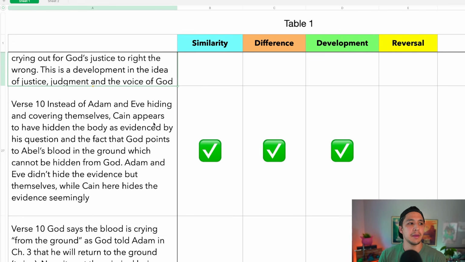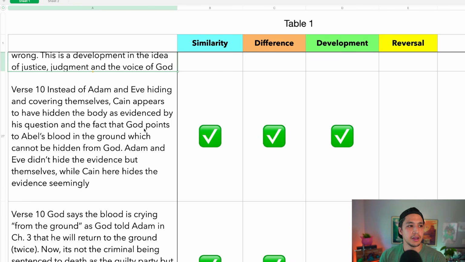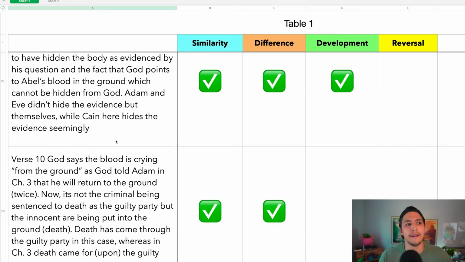In verse 10, instead of Adam and Eve hiding and covering themselves, Cain appears to have hidden the body. There's a dimension of hiding, right? Sin always has this dimension of secrecy and hiddenness and not disclosing and hiding in the darkness. And where is that tendency in me? Cain's hiding is a step up from Adam and Eve's hiding. They're hiding, but he's hiding what he did, as well as covering it up with questioning and kind of lying. So there's layers to this.